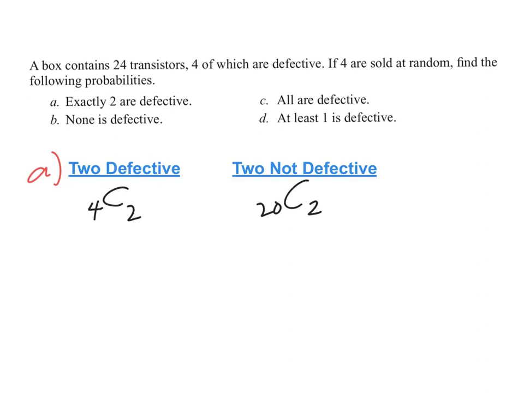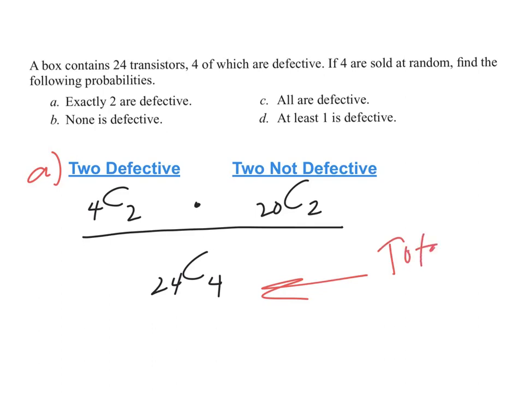How many had those 2? Good. So then, what do I have to divide it by? How many total possibilities of choosing 4 transistors are there? 24 choose 4. Okay? So then I'm going to choose 4. So this is the total possibilities right here. Okay? So there's my fraction. That's how I'm going to come up with my probability.